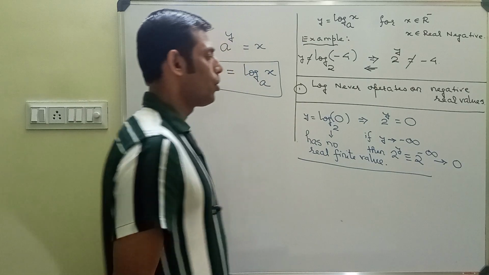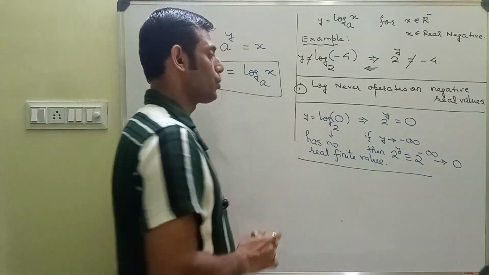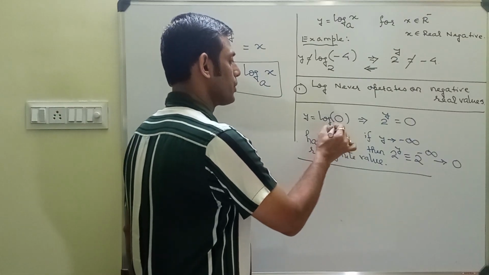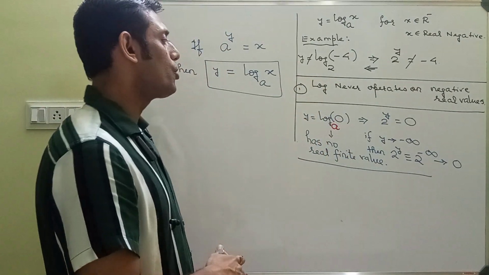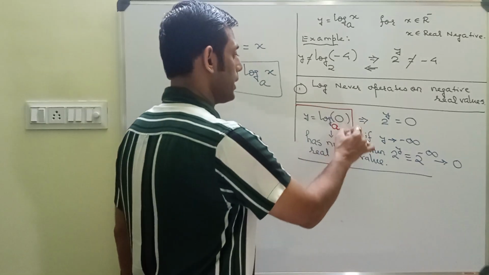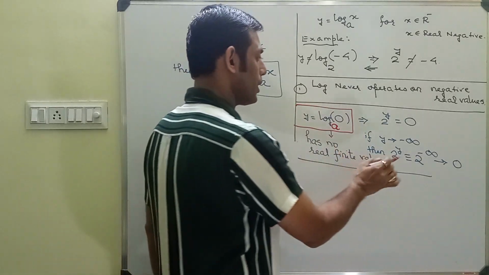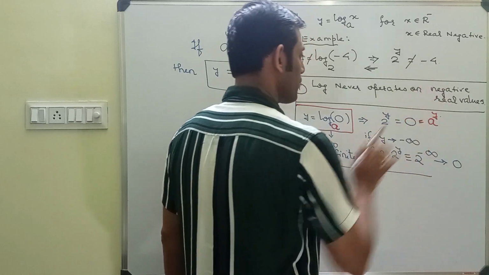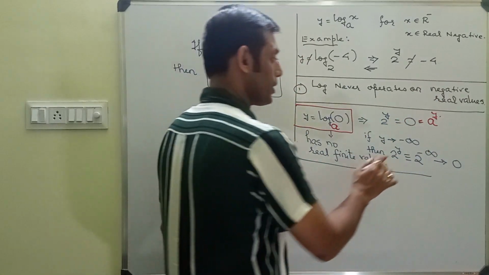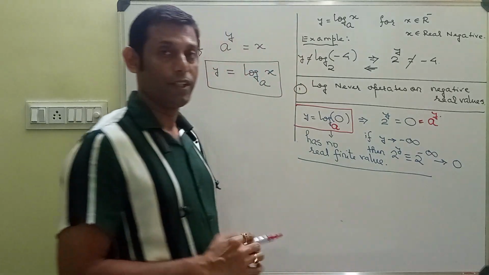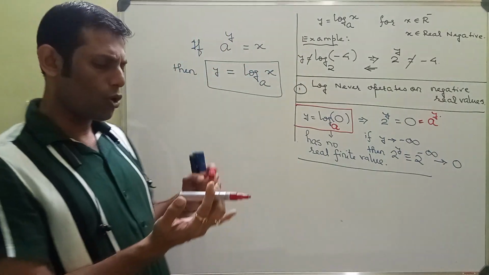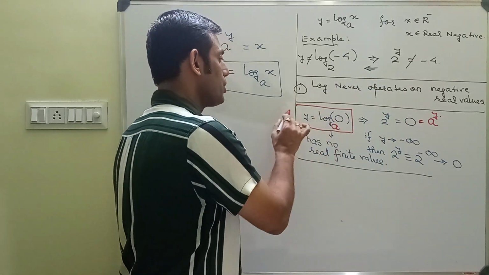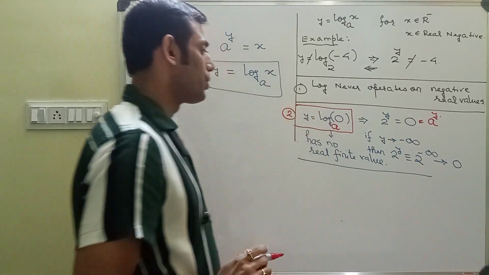Log 0 base a, you can say with generality, has no real finite value. In that case, this would stand as equal to a power y, and still y would tend to minus infinity. This would be like a power minus infinity tending to 0. So log does not operate on negative real numbers. Log does not operate on 0. It produces no real finite value.